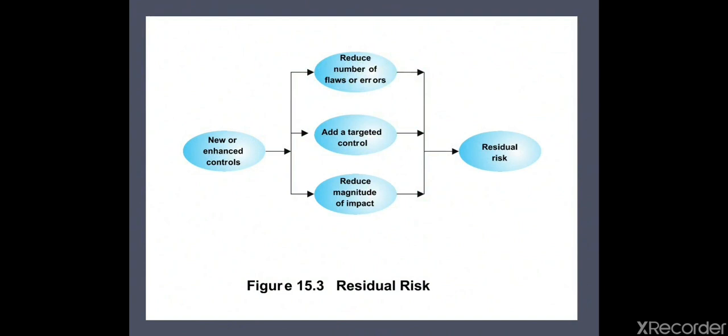So as we impose new or enhanced controls, the goal for these controls is to reduce the number of flaws, weaknesses or errors. After that reduction, we try to reduce the magnitude of the impact, the consequence of those risks. After applying all these, usually we will have remaining risks, residual risks.